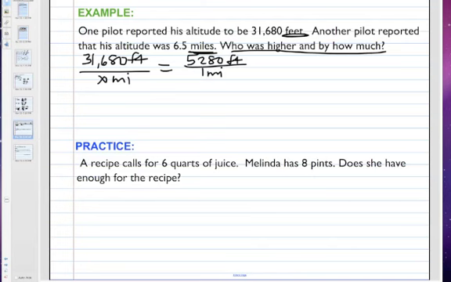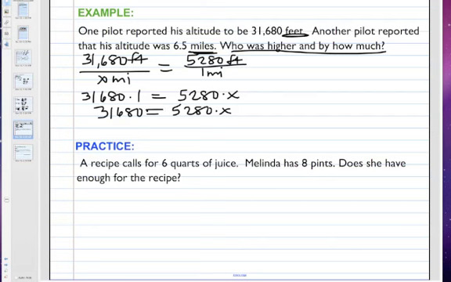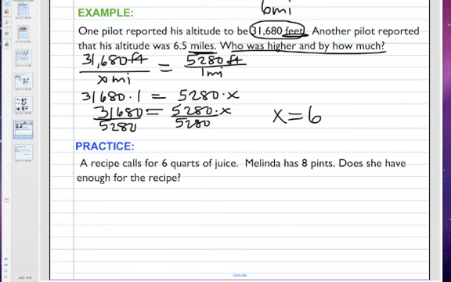Then I'll go ahead and use cross products. So 31,680 times 1 is equal to 5,280 times x. Any number multiplied by 1 is still the same number. Now in order to isolate the x, I have to divide both sides by 5,280. And when I divide 31,680 by 5,280, I find that x is equal to 6. So this amount right here is 6 miles. So pilot number 2 was higher in altitude, and by how much? A half of a mile.